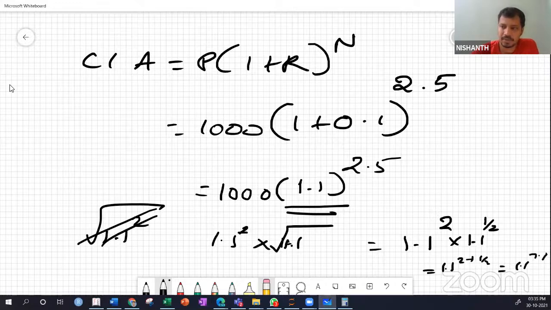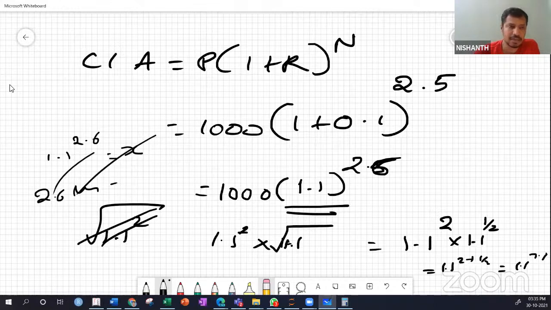Suppose this is 2.6, then it becomes more tricky, correct? As per my knowledge, these kinds of problems have come up in your PUC or in your BCom also. But there, you will be given log tables. You can find 1.1 to the power of 2.6 using log tables. Let this be equal to x, take log on both sides. This will become 2.6 log 1.1. Then you take the anti-log and you get the answer. But that is not encouraged in CA Foundation because you are not given log tables, right?